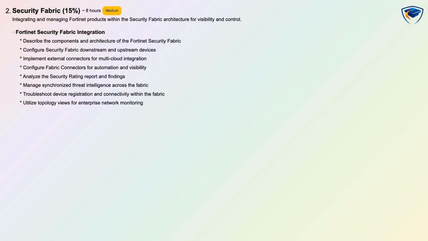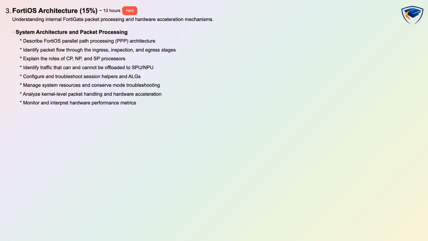The focus includes synchronized threat intelligence, automation, and troubleshooting device connectivity across the fabric. FortiOS architecture is 15% and labeled hard, with roughly 10 hours of study and a mix of conceptual and scenario-based assessment. Expect to learn FortiOS parallel path processing and the life of a packet through ingress, inspection, and egress stages.